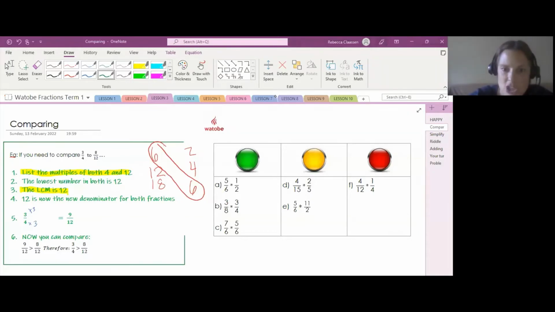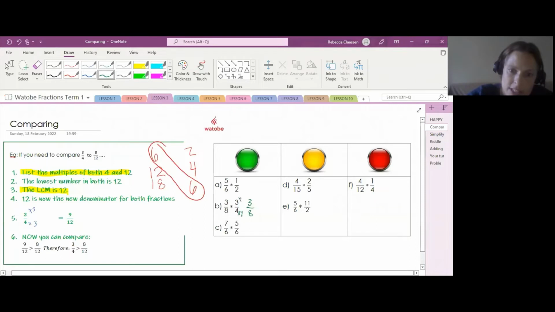Okay, so I haven't had to change the first one. So I'm going to leave that one as is. And what did I have to do to my 4 to make it an 8? You times by 2. Times by 2. So I must do the same to my top here. Yes. Okay, so what's my new fraction going to be? 6/8. Absolutely beautiful.